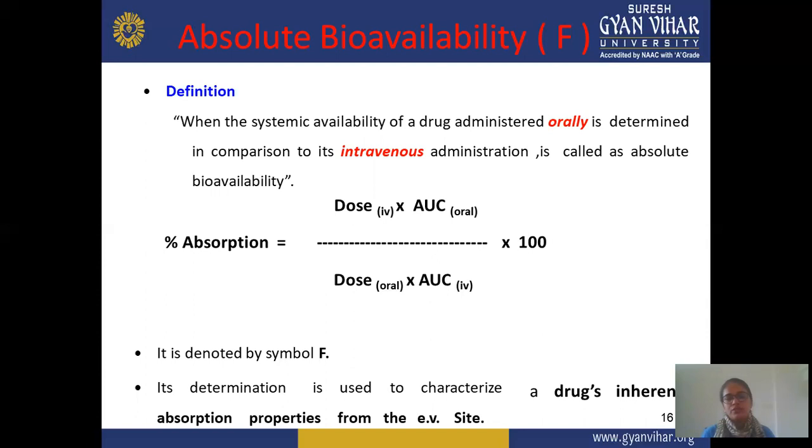Absolute bioavailability means the AUC (area under the curve) for the oral route divided by the AUC for the IV route, multiplied by the dose given by IV divided by the dose given by oral route, into 100. So after calculation you get percent absorption or absolute bioavailability, denoted by F. It is used to characterize a drug's net absorption from an extravascular site. Means you check your oral route against the IV route, and if you can easily distinguish this by the absolute value, then you can say that you compare your oral route with the intravenous route.